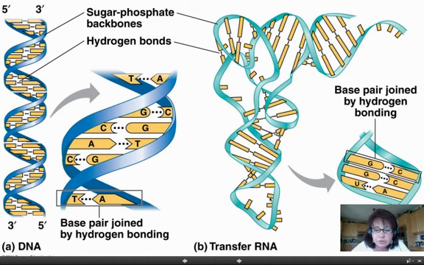RNA, that's what this picture is here, typically is found as a single strand, but it also has the ability to hydrogen bond and make different structures. So this is transfer RNA. This is involved in delivering the amino acids over to the ribosome to make a protein. We'll talk a lot about that later.